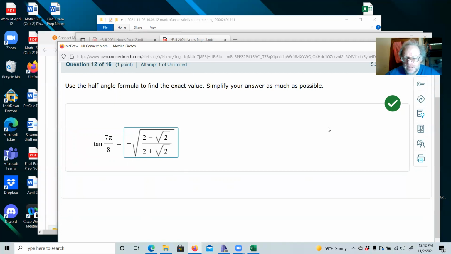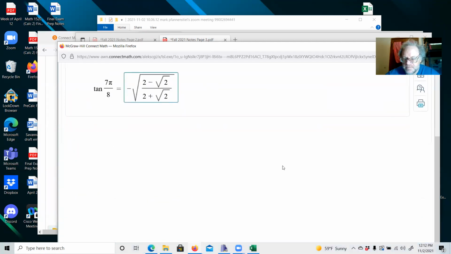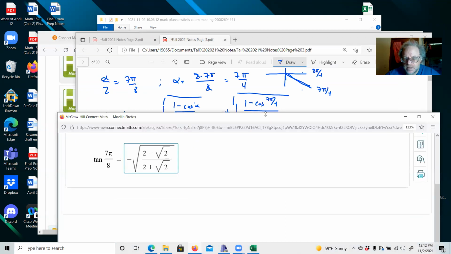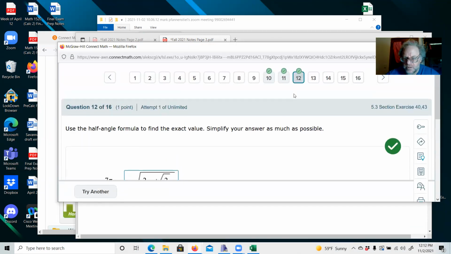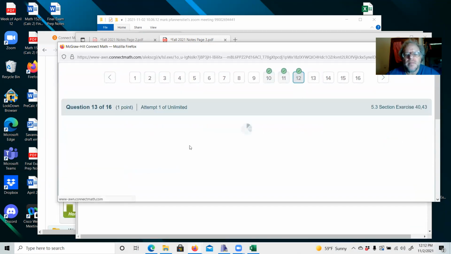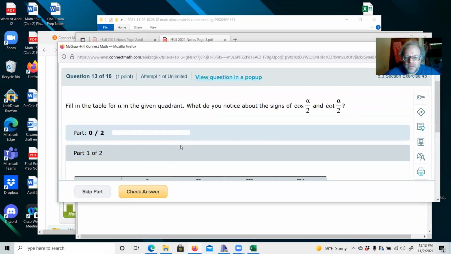Okay, so next problem. Oops, I don't want that. I want just this. I don't want to try another. Let's just go on. What do you notice about the cosine and the cotangent? All right, so let's see here.